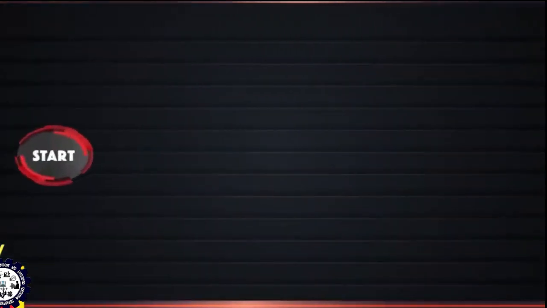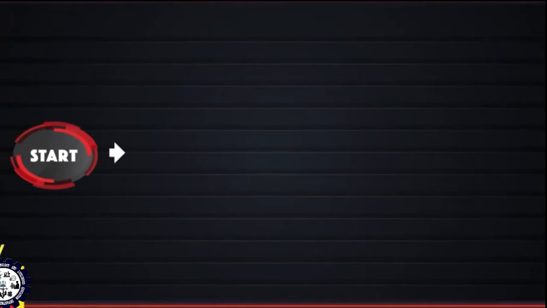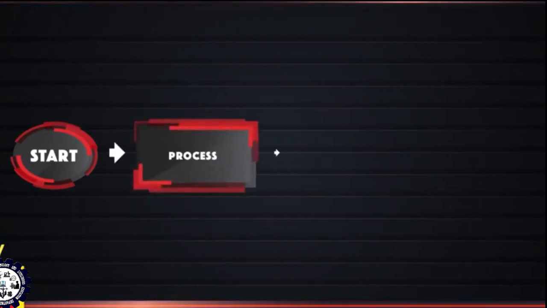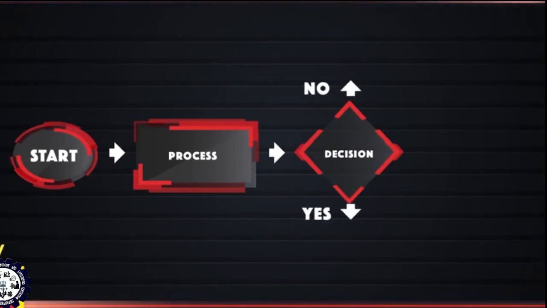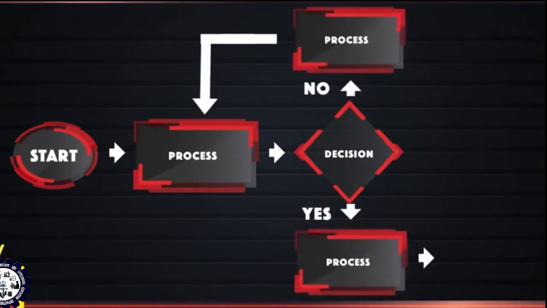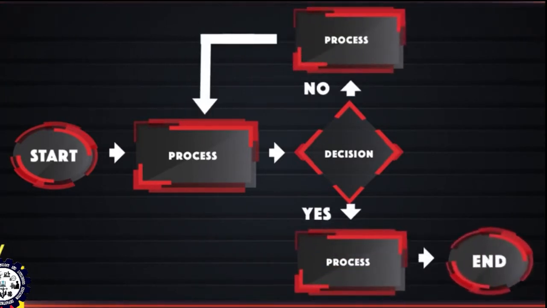And this is an example of a simple flowchart structure. Flowcharts help us to understand the sequence of a process. It can be used as a tool for training and can help us identify problems.